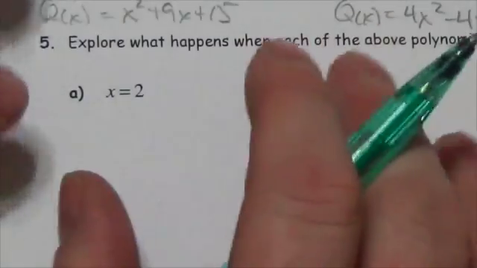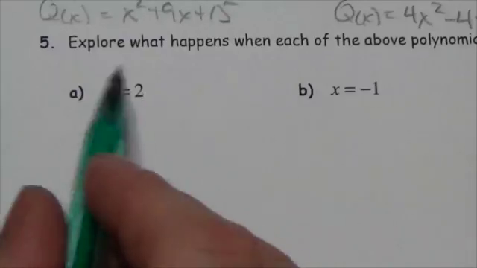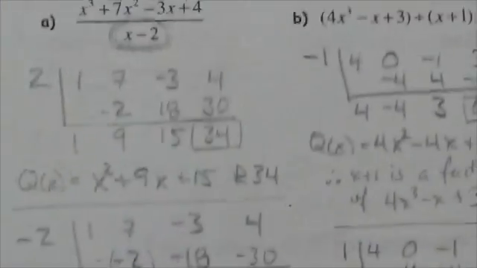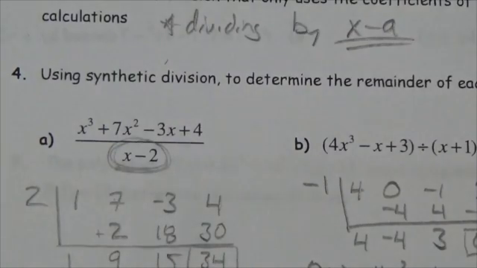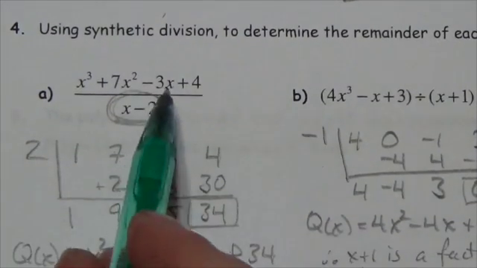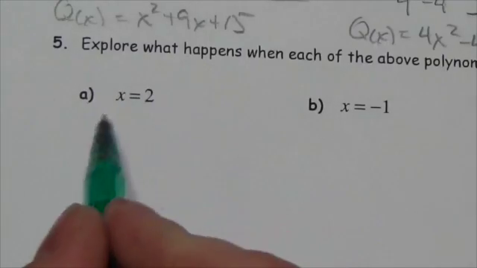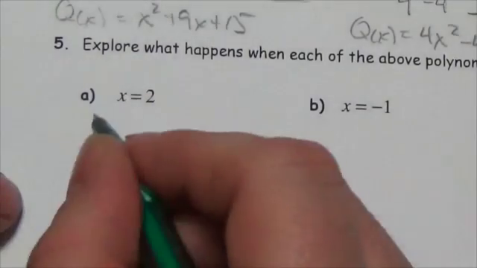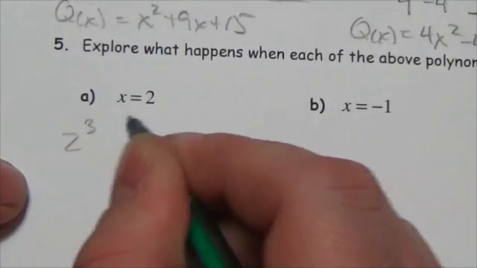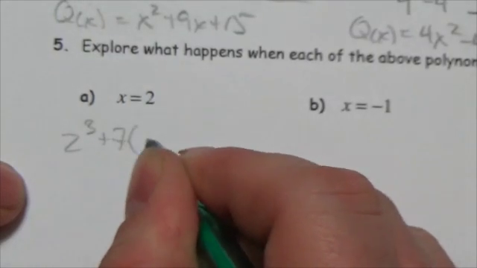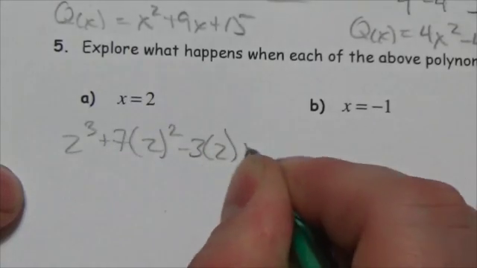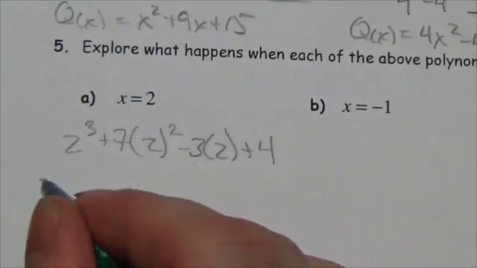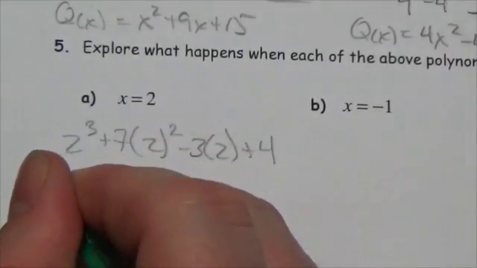So what the question is specifically asking is we're going to go back up to the previous question, and we're going to take this polynomial right here, x cubed plus 7x squared minus 3x plus 4, and we're going to let x equal 2. So this is going to be 2 cubed plus 7 times 2 squared minus 3 times 2 plus 4. Okay, so now let's just go to the calculator.